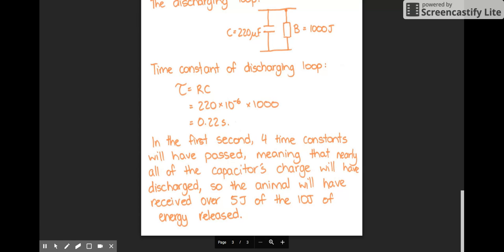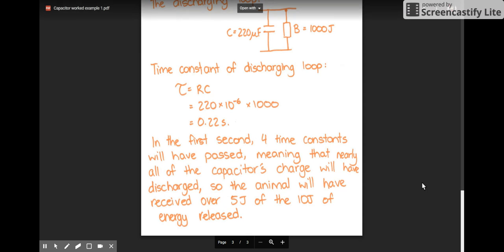And if you want to, you could work out what percentage those 4 time constants relates to, and you could work out how much of that 10 joules. You don't have to. I mean, you could if you want to. Don't let me stop you. But you don't have to do that. You just have to say enough time has passed that the capacitor will have discharged more than half. So that's an example of the sort of questions that you might see in an exam.